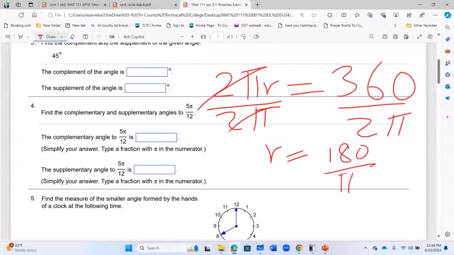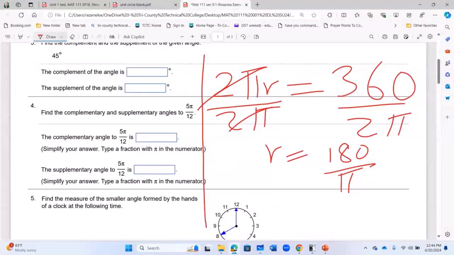So let's call this one radian. So 1 radian is 180 over pi. So anytime I'm told to convert from radian to degree, I will multiply by 180 over pi. If you know one, then you know the other one.